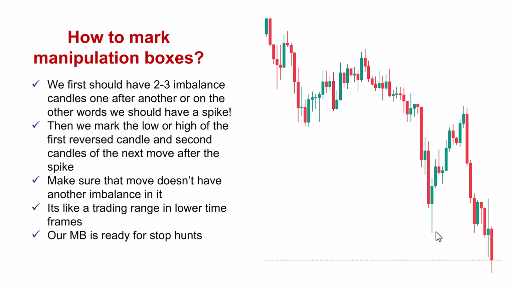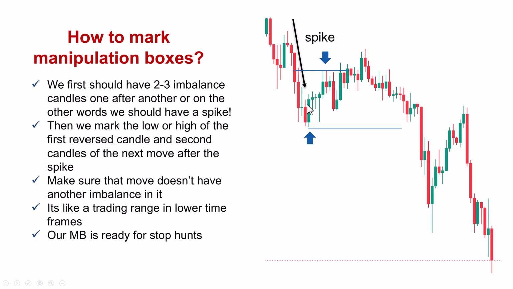What I mean? First we have, for example, this impulsive move to the downside. After that, we mark the low and the high of the first reversed candle and the second candle of the next move after the spike. The first reverse candle is here. Why? Because our spike is downward and we have our first reverse candle here. But we want the next reverse candle to be opposite of this current move after the first candle. For example, if the move is upward, we want that candle to be a red candle.